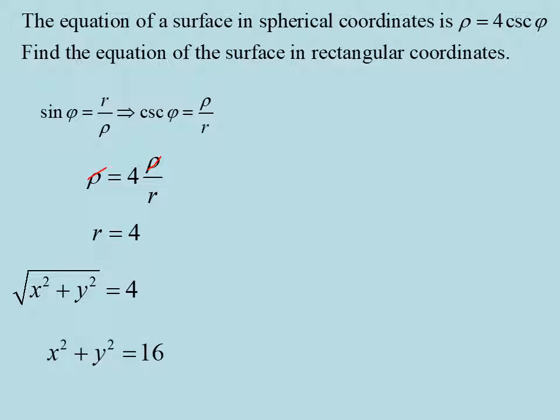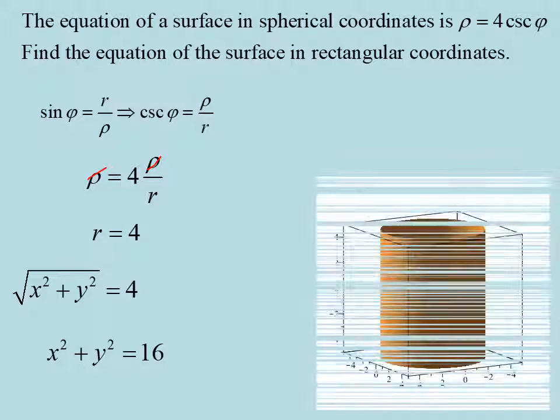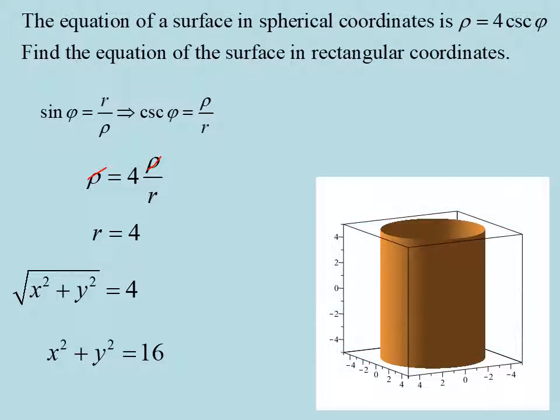Now remember, this is 3 dimensions, so x squared plus y squared equals 16 would be a circle in the xy plane with a radius of 4, but going infinitely in the z direction. And so here's our graph.